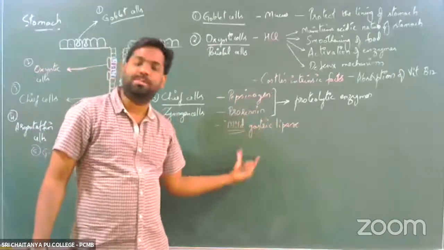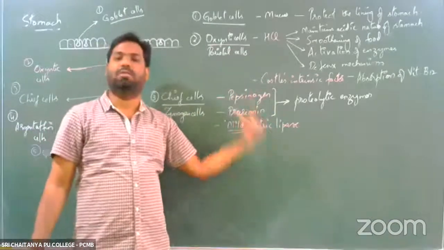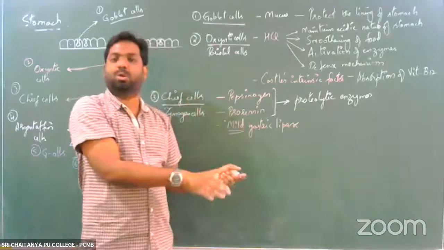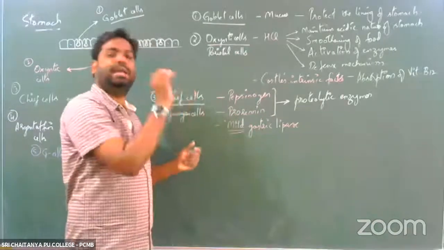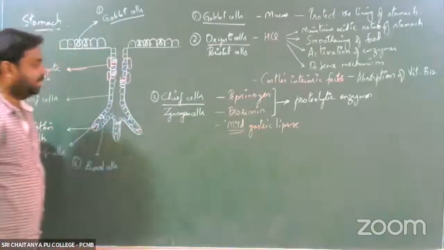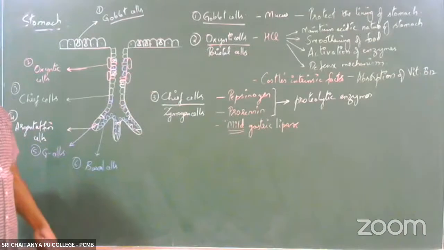We use the term mild gastric lipase because the activity of lipase is said to be very, very less. Sometimes we can say it is negligible also because of the completely acidic nature of the stomach. So this is the third type of cell, which is called the chief cell or the zymogen cell.